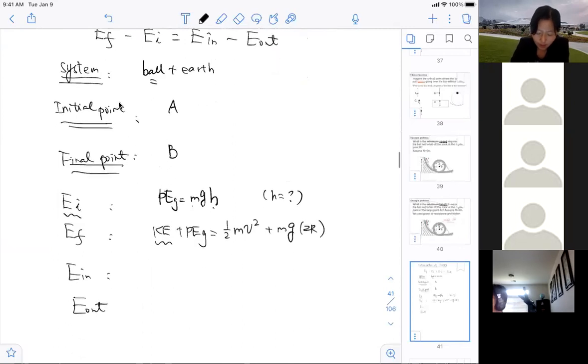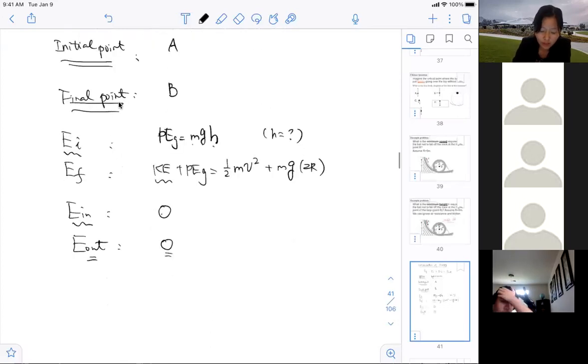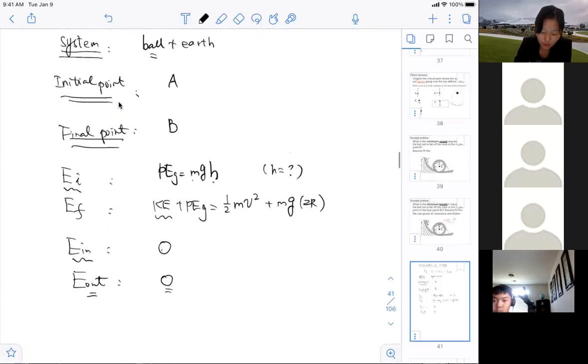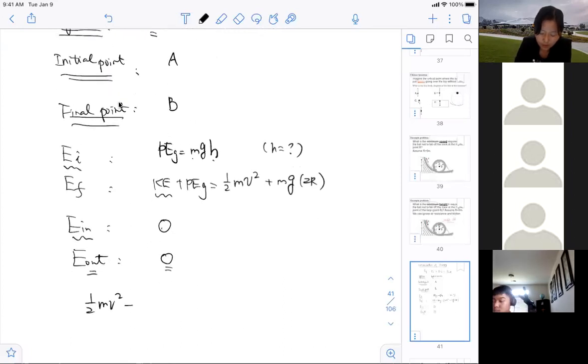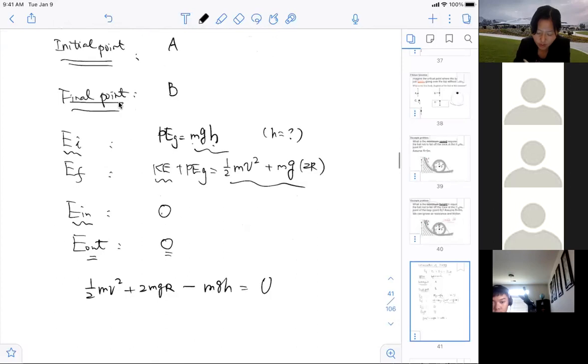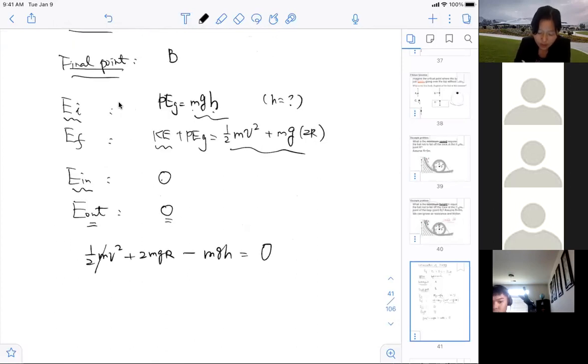Very good. So now we have all of these we need. We have established there's no friction, so no energy output. You don't have an external force to make it speed up, so there's no energy input. Let's plug these terms into our equation. E final minus E initial, so it becomes E final is this, minus E initial is this, equal to in minus out, zero minus zero, so zero. Okay, so quickly, let's cancel the m. We don't really need the m. And we want to solve for a height.